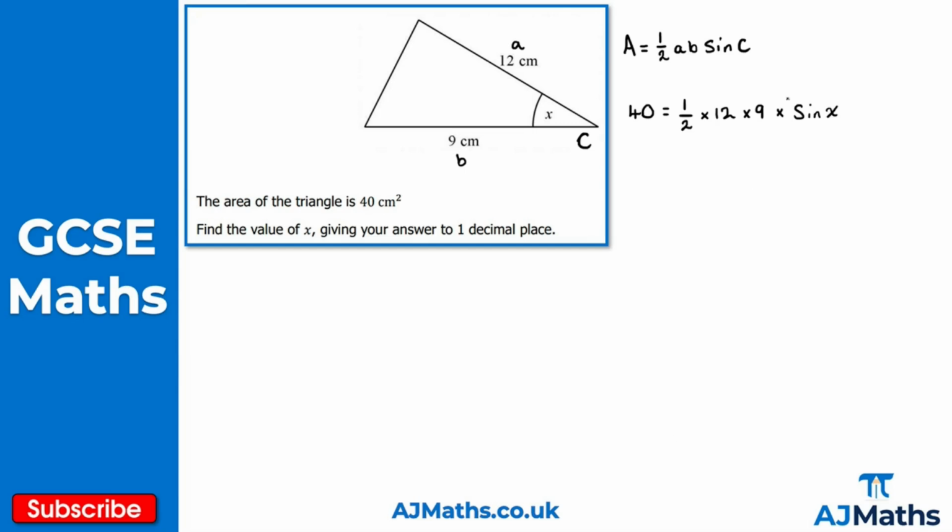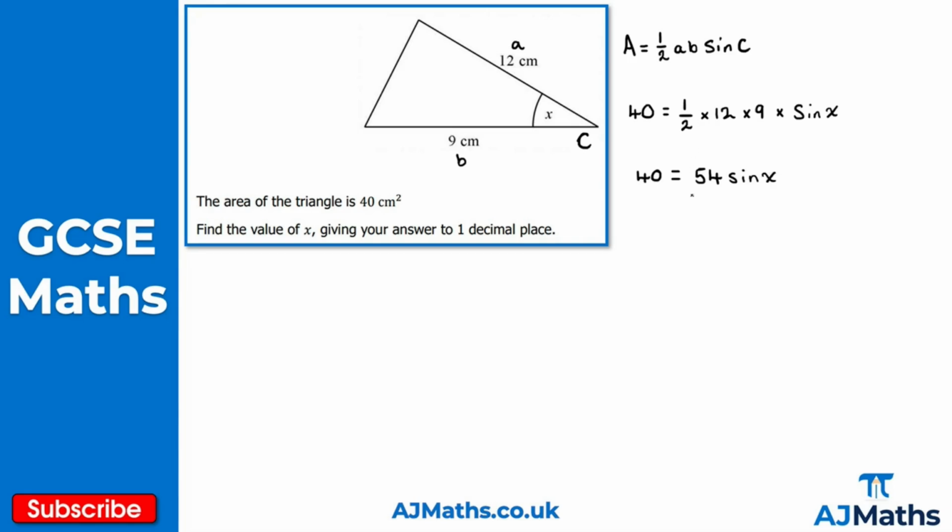So from here now, if we simplify this here, well, we've still got 40 on the left-hand side. So 40 is equal to a half, times it by 12, times it by 9, and times it by sine X. Well, a half of 12, that would be 6. So 6 times 9, that would give me 54. We get 54 sine X here. And what we're looking to do here is solve for X.